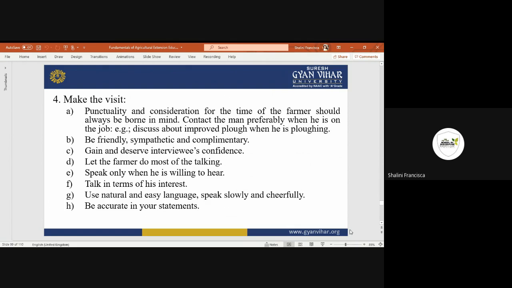Speak slowly and cheerfully. It's not like being rude, saying, okay, I need to complete this today, I need to complete this family, so please give me the answer and I will go. Don't be rude like that. Be polite, go on slowly, because nobody opens up to a person who is visiting for the first time. You need to have a good relation with that family, so that they have trust in you, and they will tell the problems. Be accurate in your statements.